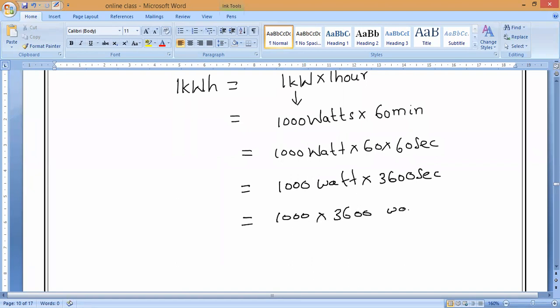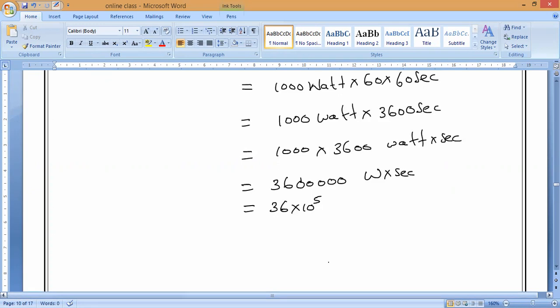Now you can see 1000 into 3600. Can I write this as watt into second? Yes or no? Now if you multiply this, 36, then 3 plus 2, 5 zeros. Now, watt into second. How can I write this? Can I write it as 36 into 10 power 5? You can write it as 3.6 into 10 power 6 watt second.